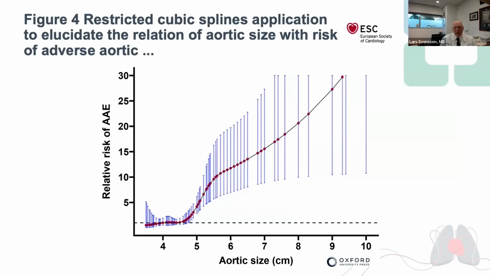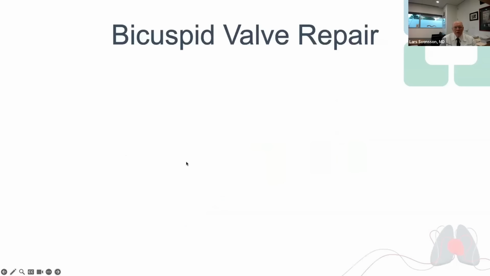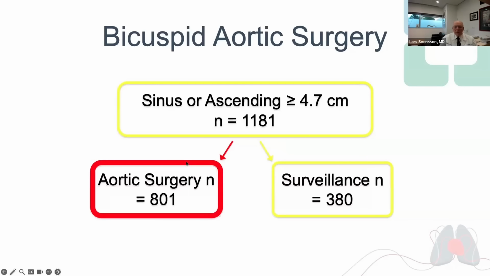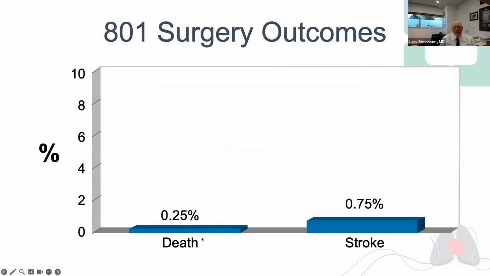This is another study looking also at size and the risk, and the inflection point is somewhere about 4.7 centimeters in this case for the increasing risk of dissection problems. So we looked at patients with bicuspid valves and the aorta more than 4.7 centimeters over time. We had 1,000 patients, 801 had surgery. In those patients who had the combination of valve and ascending aorta, the risk of death was 0.25%.